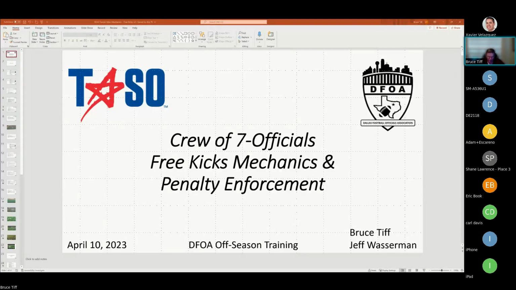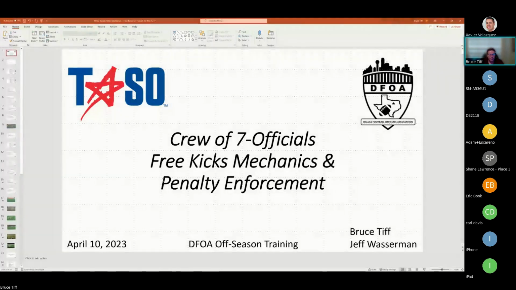Okay, so tonight, as I mentioned, and I hope everybody can see the slide I'm sharing, we're just going to do a very high level walkthrough. This is kind of a refresher, hopefully, and also an introduction for some of the folks who are new to the crew of 7 officials free kick mechanics. Jeff Wasserman will also be covering the common free kick fouls that we see and what the corresponding penalty enforcement is. If you have questions, please put them in the chat window and we will certainly get them answered. So without further ado, we'll get into it.